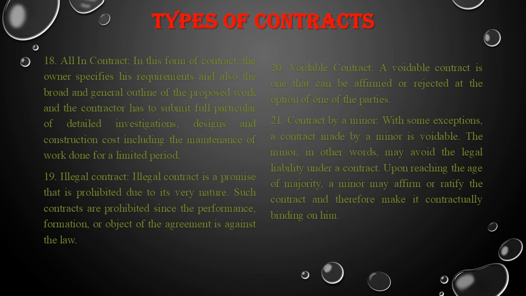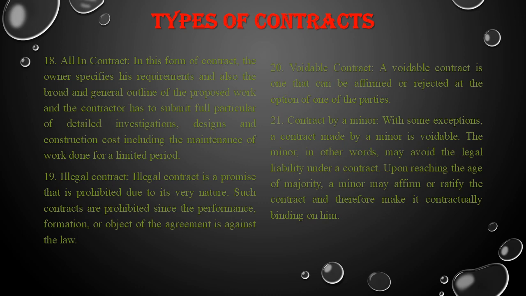Next is illegal contract. It is a promise that is prohibited due to its very nature. Such contracts are prohibited since the performance, formation, or object of the agreement is against the law. Next is voidable contract. A voidable contract is one that can be affirmed or rejected at the option of one of the parties.